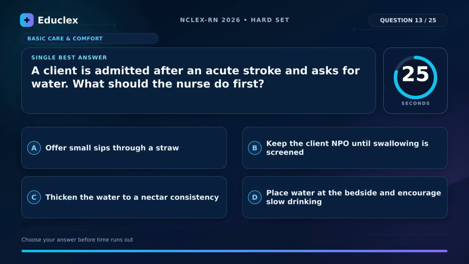Here are the options. Option A. Offer small sips through a straw. Option B. Keep the client NPO until swallowing is screened. Option C. Thicken the water to a nectar consistency. Option D. Place water at the bedside and encourage slow drinking. Your 25-second thinking time starts now.